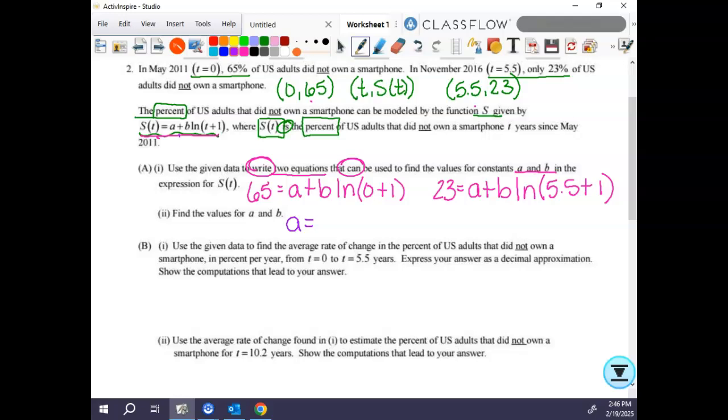A is 65, and B is negative 22.43827. Right?